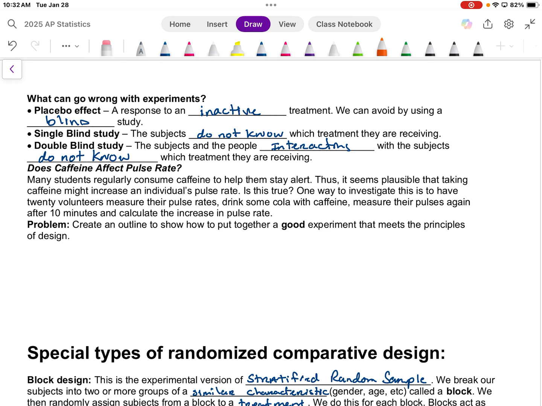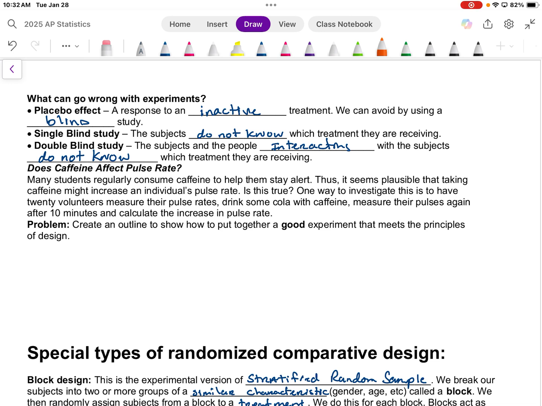So they ask us in this one to create an outline to show how to put together a good experiment that meets the principles of design. Again, you're going to have to do this for me on our test on Friday. Guaranteed there's going to be a question on the free response where you're going to have to do an outline. So here's an example of what you could do.